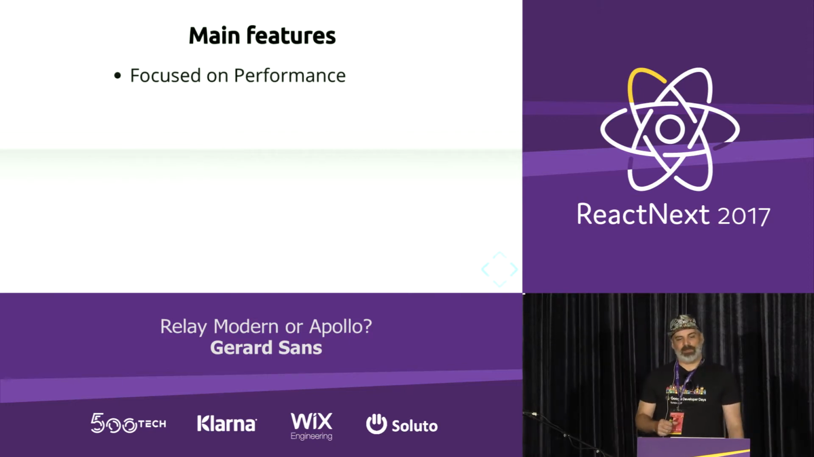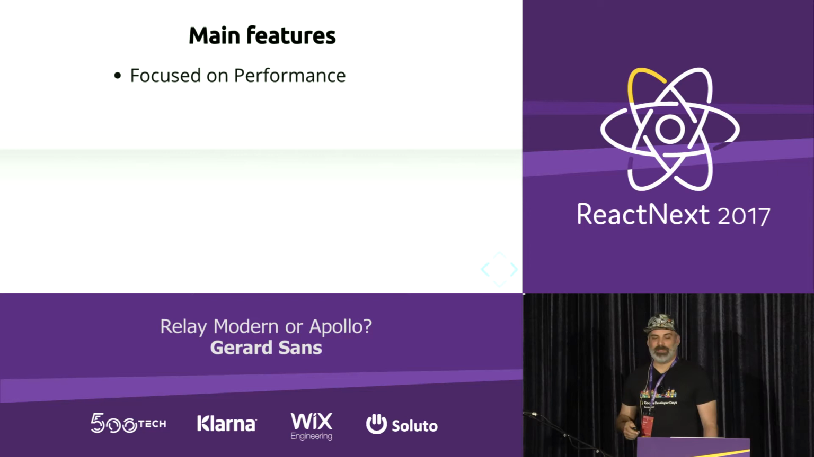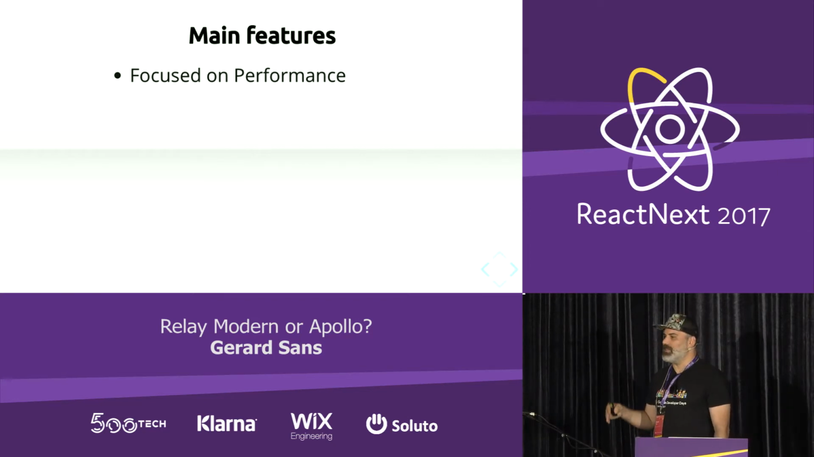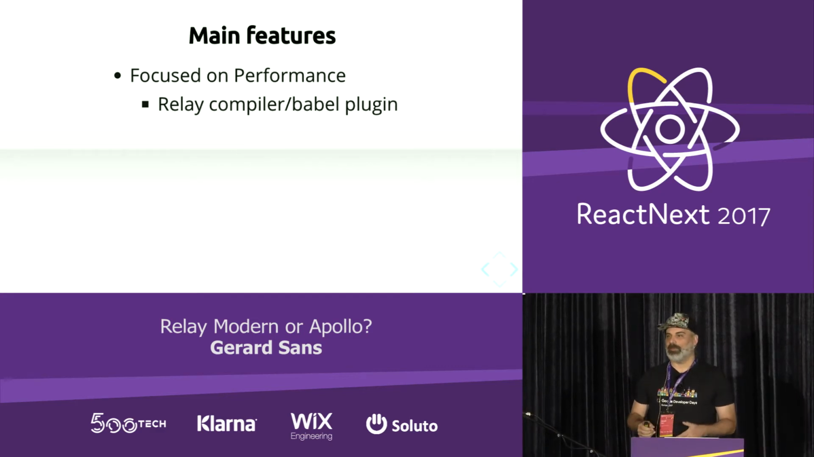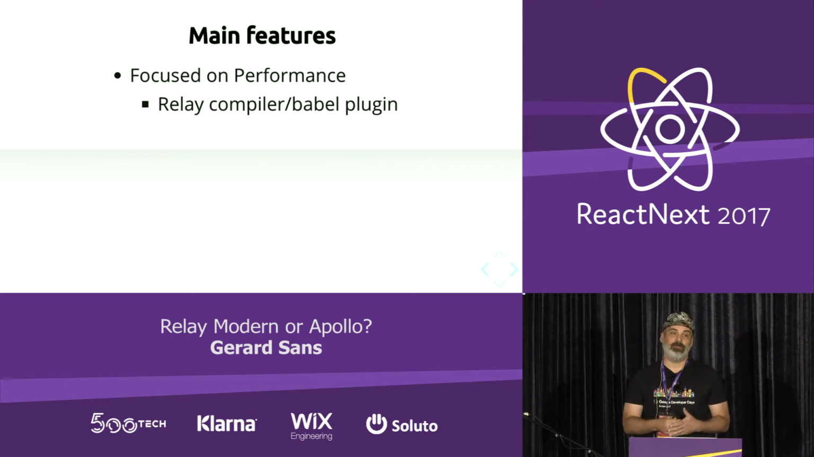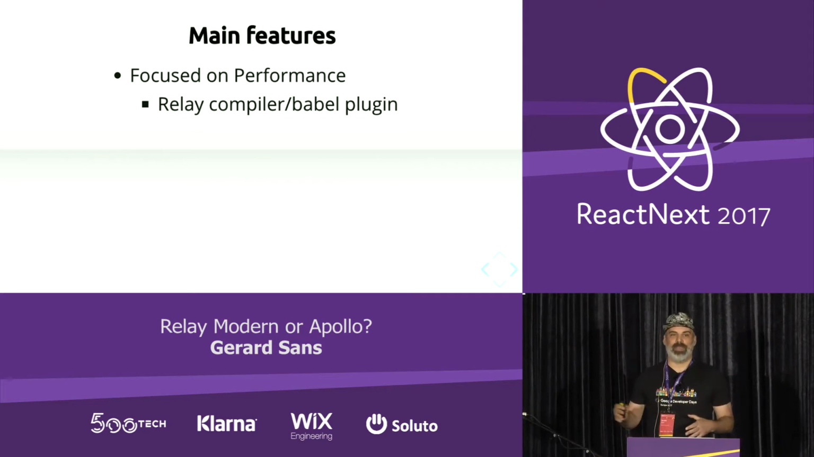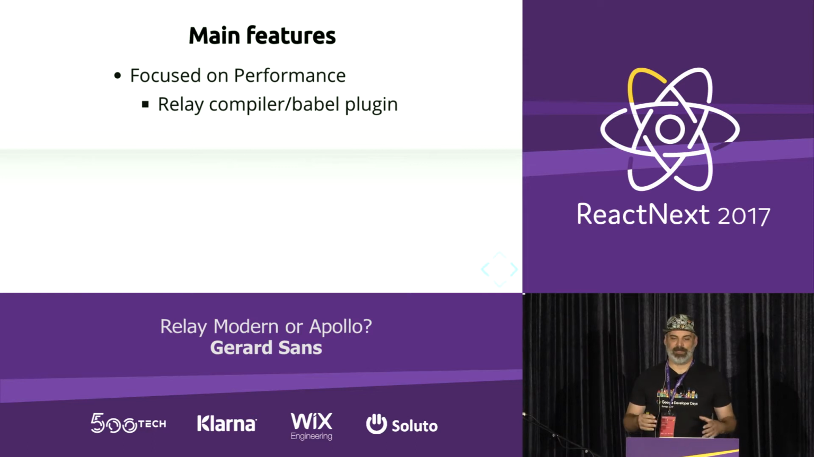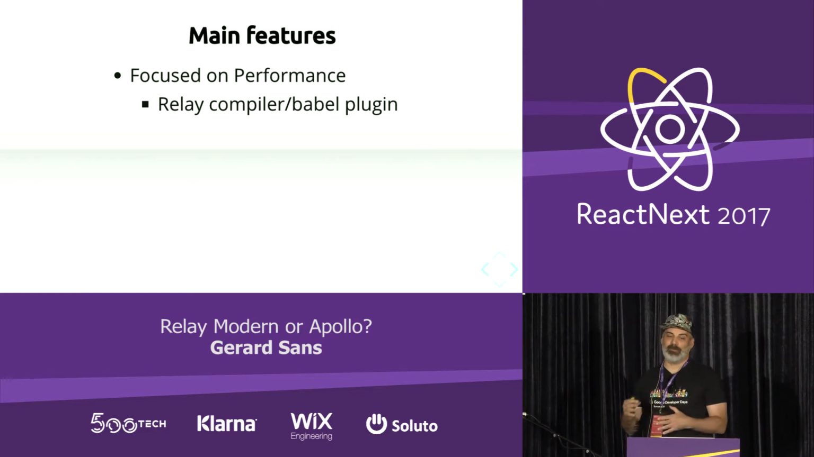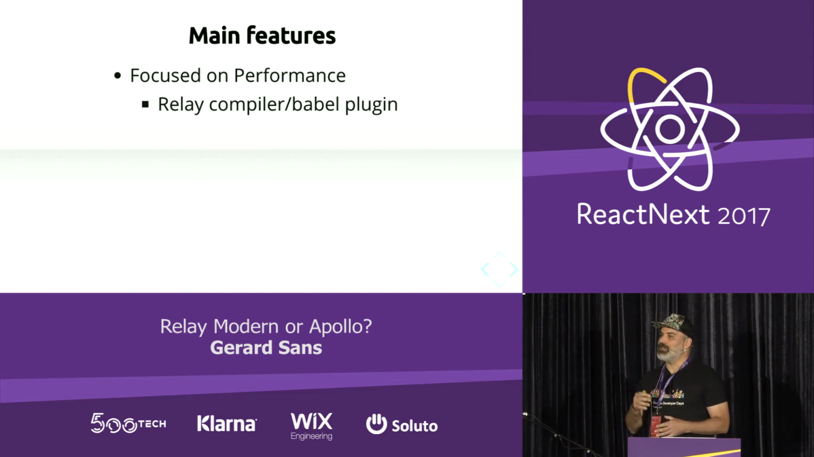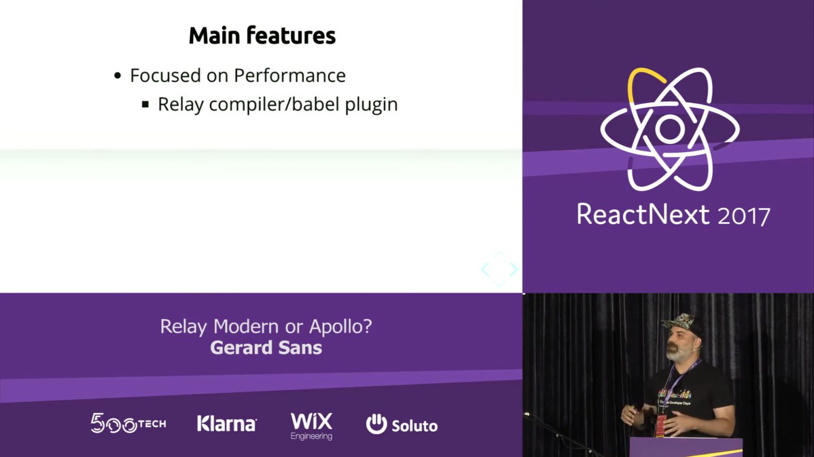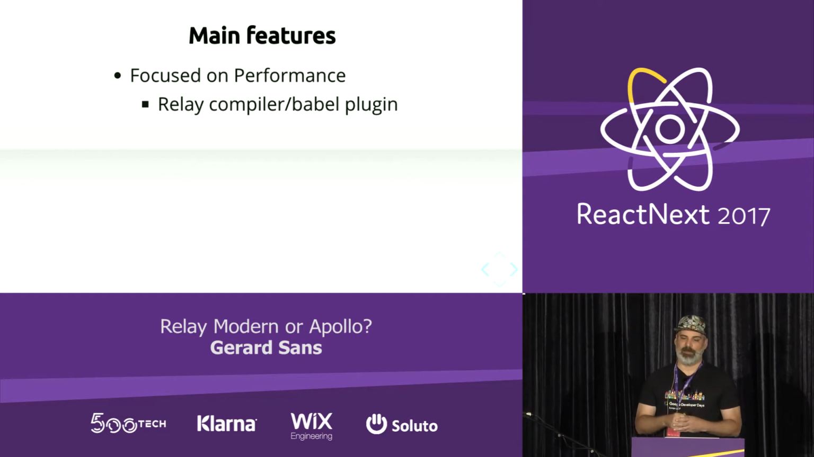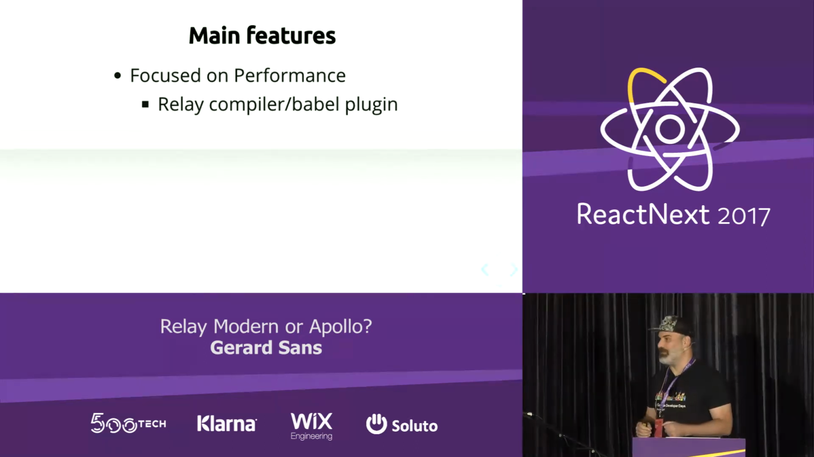Some of the main features. Relay Modern is focused on performance, and there are a few things that the Facebook team has put in place. One of them, the most popular, is the compiler. So we have a Relay compiler that will go through all of our queries and mutations and fragments, and will build some structures that then will automatically import in your project. And we have to do some work to make this work, but then we get some of the benefits like small optimizations and some static analysis of the queries, which is something that you don't have to do later on.